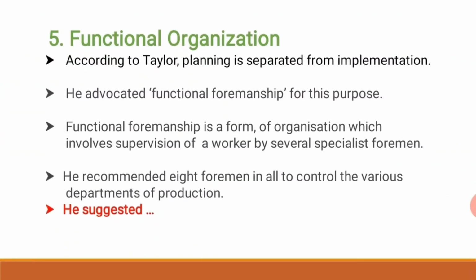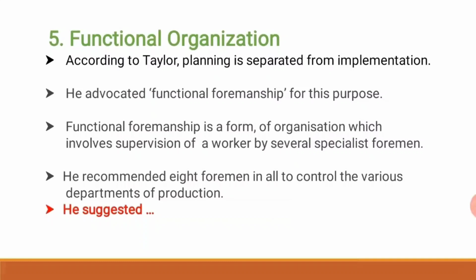Now let's go through the fifth, that is, functional organization. According to Taylor, planning is separated from implementation. Taylor advocated that specialization must be introduced in a factory. He advocated functional foremanship for this purpose. Functional foremanship is a form of organization which involves supervision of a worker by several specialist foremen.